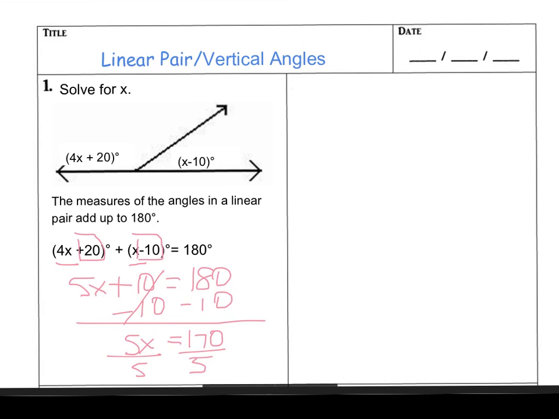And I'm going to get that x is equal to 34. Let's go ahead and box that answer.